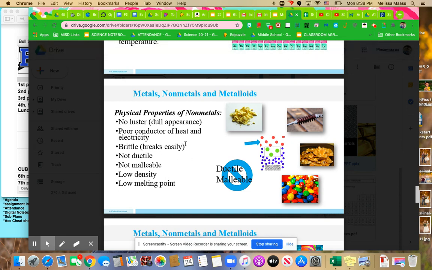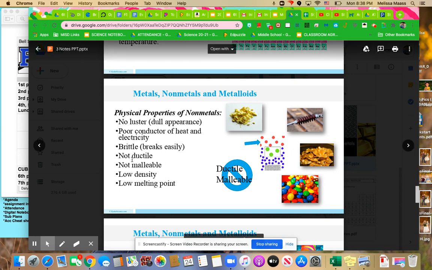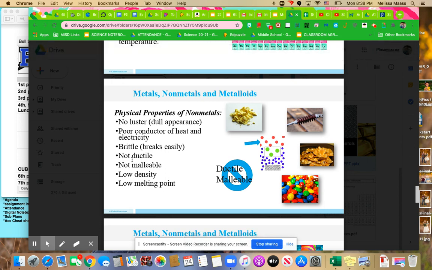They're going to be brittle. They break really easily. You could think of peanut brittle, or this element here. You drop it and it breaks so easily. They're not ductile. You cannot stretch them into long, thin wire like the copper from the metal section. They're not malleable. You cannot stretch them into thin sheets like the aluminum foil. They have a low density, so more than likely they're going to float. And they have a low melting point, so it doesn't take tons of heat for them to melt.